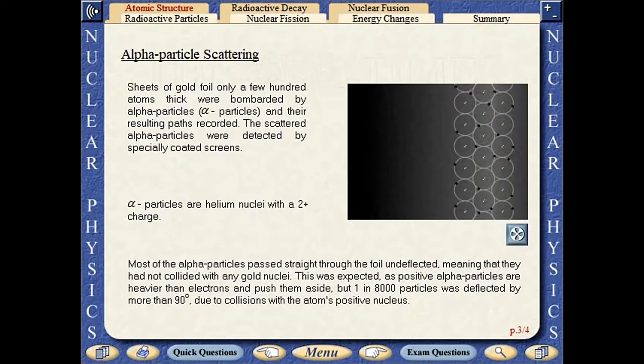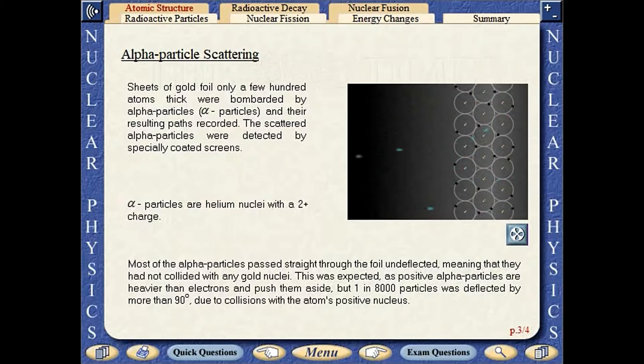Sheets of gold foil, only a few hundred atoms thick, were bombarded by alpha particles and their resulting paths recorded. The scattered alpha particles were detected by specially coated screens. Alpha particles are helium nuclei, which have a positive charge. Most of the alpha particles passed straight through the foil, undeflected, meaning that they had not collided with any gold nuclei. This was expected, as positive alpha particles are heavier than electrons and push them aside.